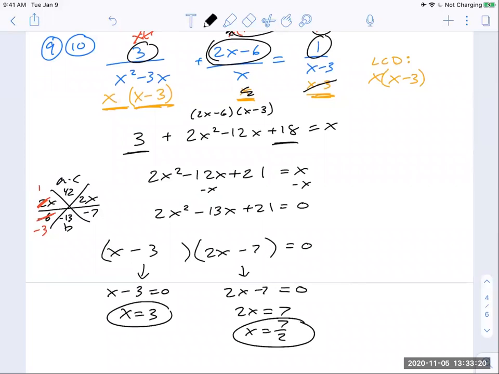If you put in those two numbers in the chat, in the Go Formative, what do you get? Does it show up green? If you put 7 divided by 2, or 3 and 7 divided by 2, does it show green? No. That means we need to check for extraneous solutions. That means one of those answers isn't going to work. So we have to check.